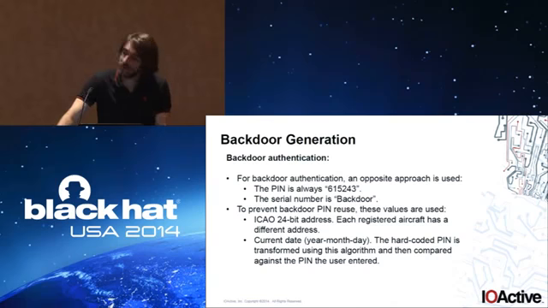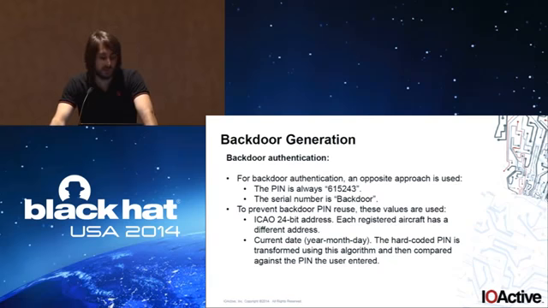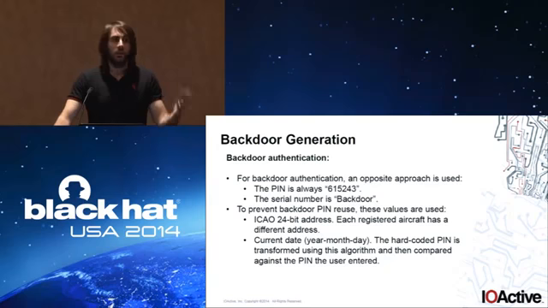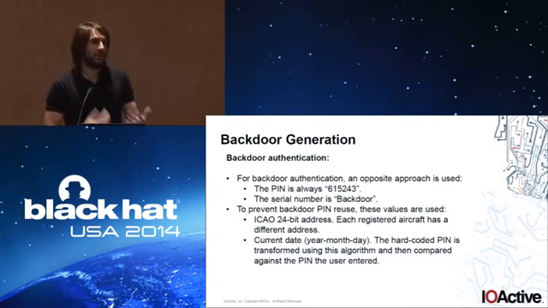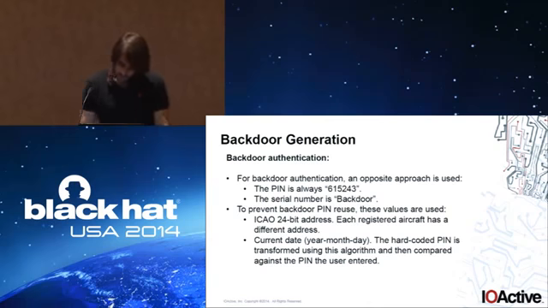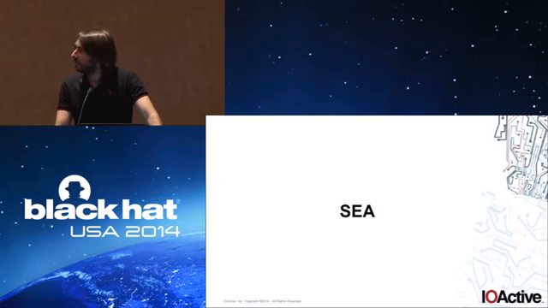To prevent backdoor PIN reuse, they use these values, the ICAO 24-bit address, which is basically the ID of an aircraft. Each registered aircraft has this address. And they also use the current date. So if you want to generate a valid backdoor, you need the ICAO address of the target aircraft. So if we generate a valid backdoor, we can modify settings, we can reboot the terminal, we can turn off the terminal, and we can do nasty things.